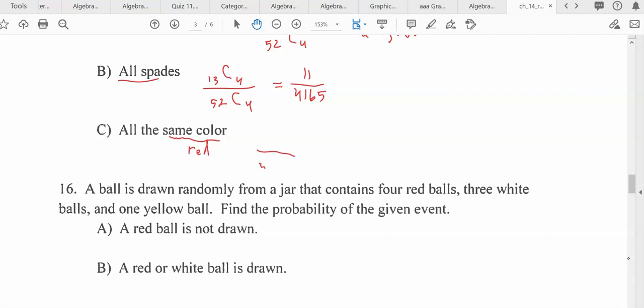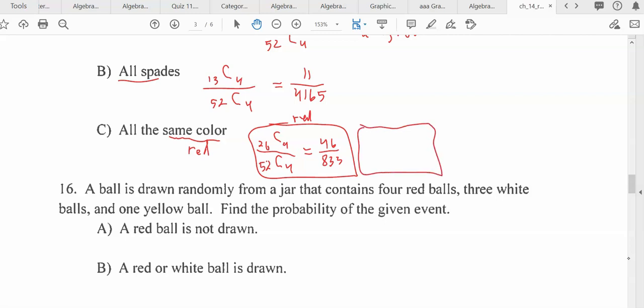Okay, so if it's all red, we want 52 choose 4. And we want 26 red. We want to choose all 4 of those. So we get that answer, which is I believe 46 out of 833. That's the probability of red. If I did that again for black, if this makes sense, I'd get the same answer, 46 out of 833. I'd set it up the same and get the same answer.